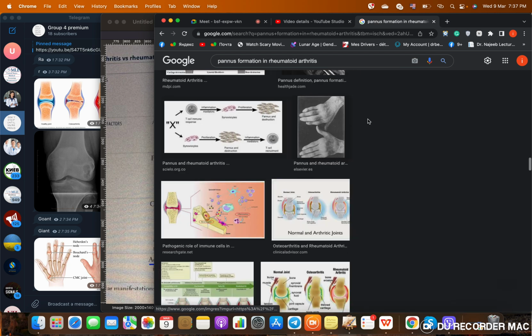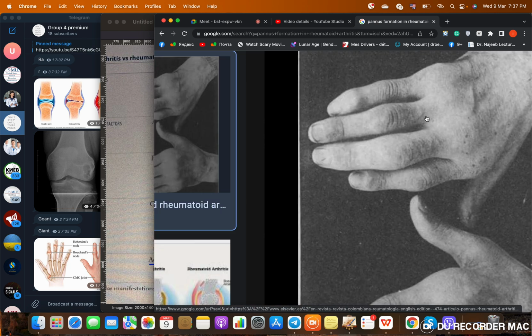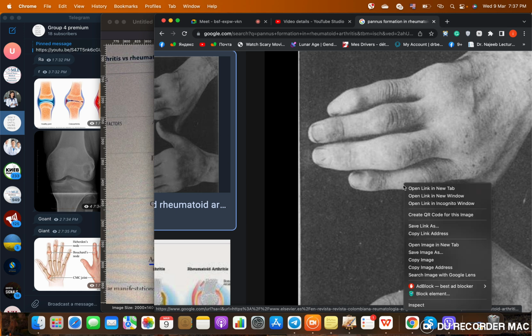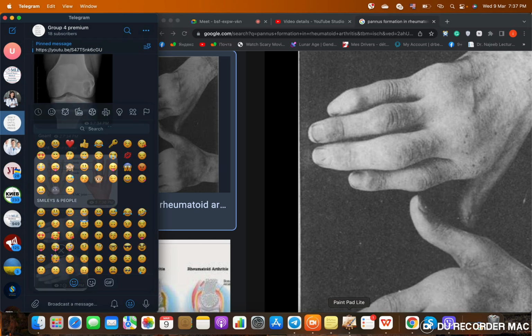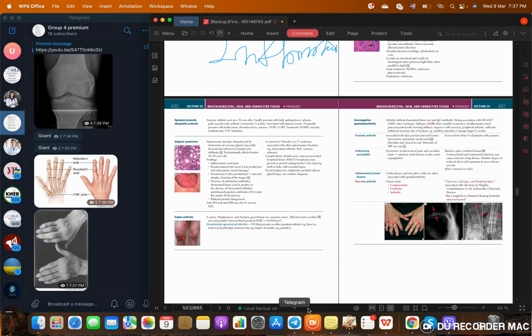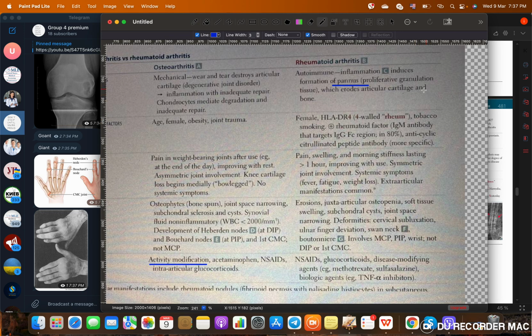Okay, good enough. So you can see how big the PIPs are getting. Formation of pannus even here. Okay, here we go. So they say proliferative granulation tissue with erosion of articular cartilage and bone.